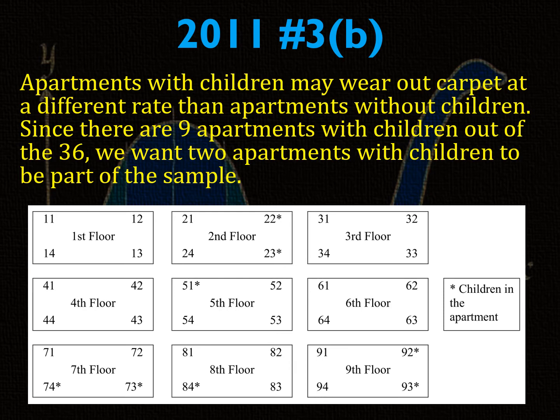So one reason for doing a stratified sample is that you believe that there's going to be a significant difference between the carpet wear in apartments with children versus without. So for example, apartments with children may wear out carpet at a different rate than apartments without, because children run around. Maybe the carpet in children's apartments will wear out faster. So since there are 9 apartments with children out of 36, we want 2 apartments with children to be part of the sample of 8.